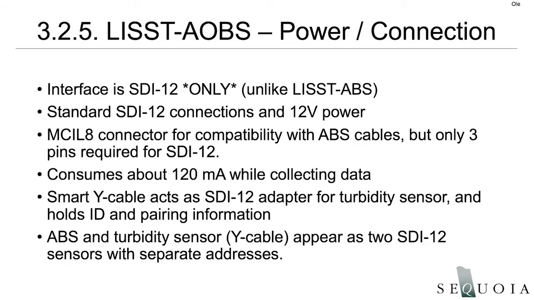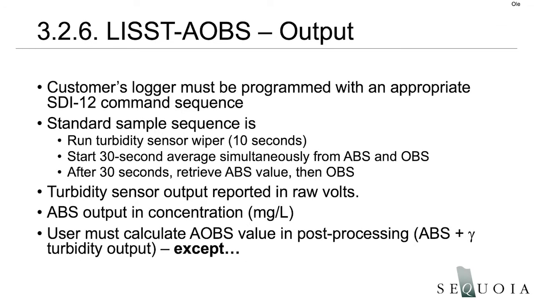The sensors do appear as two separate sensors with separate addresses. That's important when you're using it for SDI12. You have to address each sensor separately. So you get the signal from the ABS, then you get the signal from the OBS, the turbidity sensor. And that's really what this slide is showing, how the output should be handled when you're programming up your logger for that. And we suggest that you first run the wiper to make sure that everything is clean.